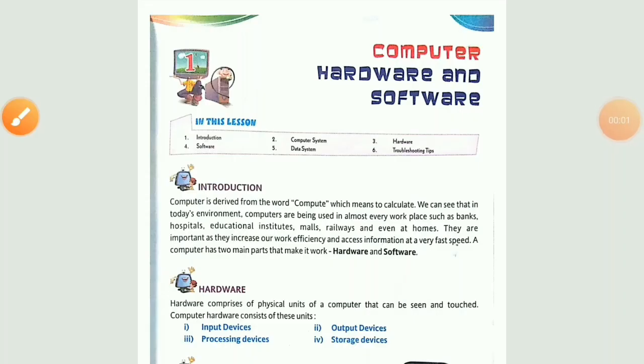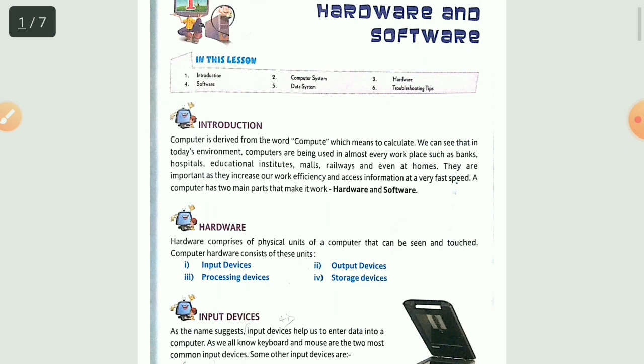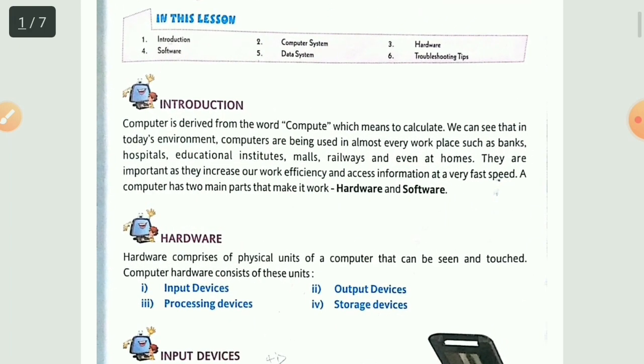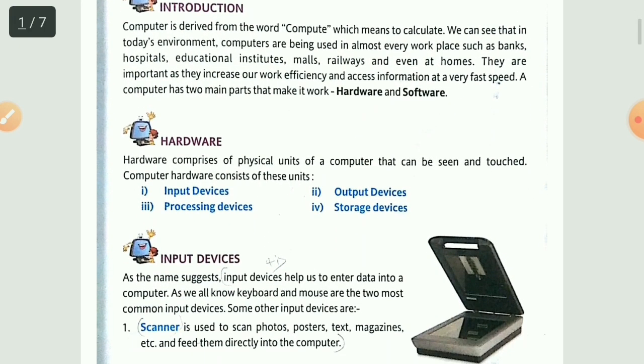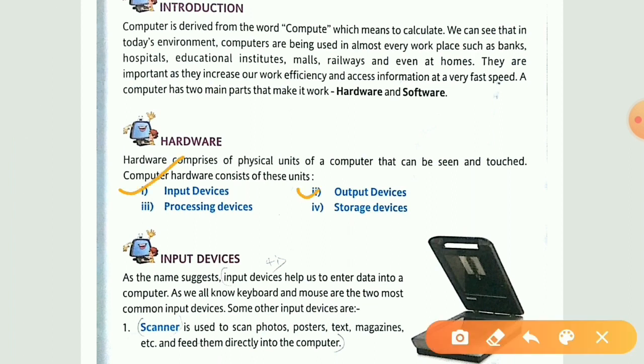So, in the previous video, we have already learned some of the topics regarding chapter number 1, that is computer hardware as well as software. Yes, we have learned about this introductory part. What is a computer? Something regarding your hardwares. These consist of basically four parts: your input devices, output devices, processing, as well as your storage devices.